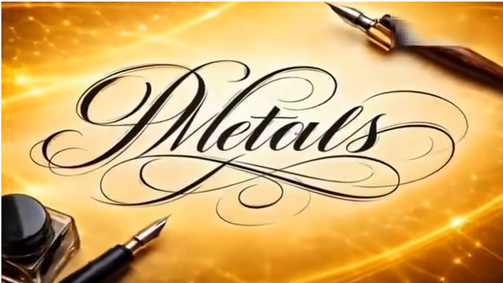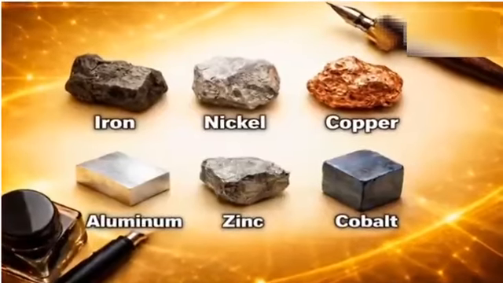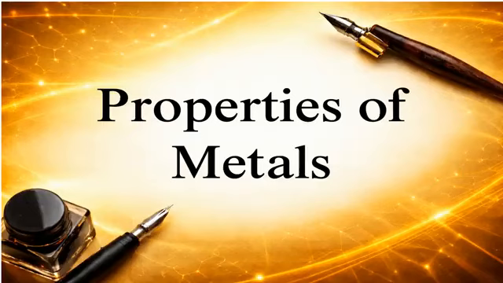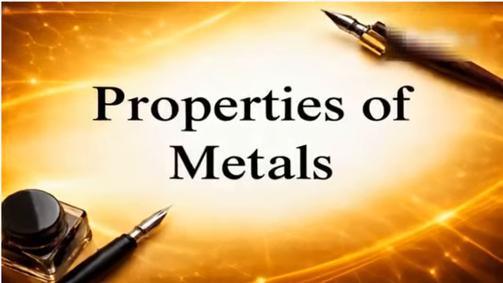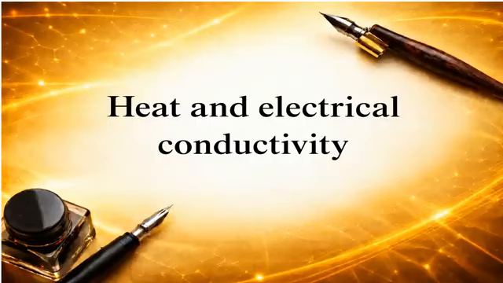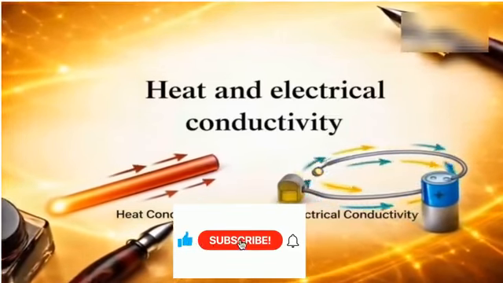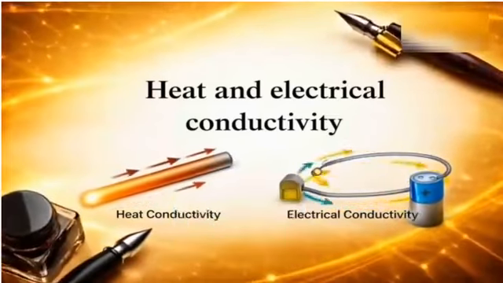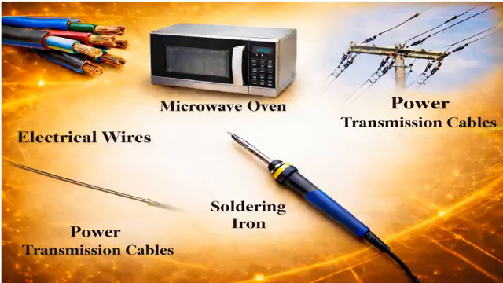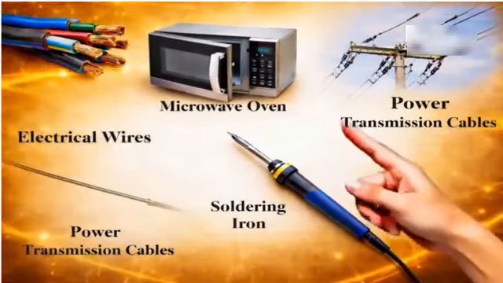Another group of solids are metals. They are neither polymer nor crystalline. Examples of metals are iron, nickel, copper, aluminium, zinc, cobalt, etc. Metals have some unique properties. Examples are heat and electrical conductivity. This property means that metals can easily absorb heat and electricity can also pass through them easily. It is because of this property that metals are used for making electrical wires, power transmission cables, electronics, and heating appliances.